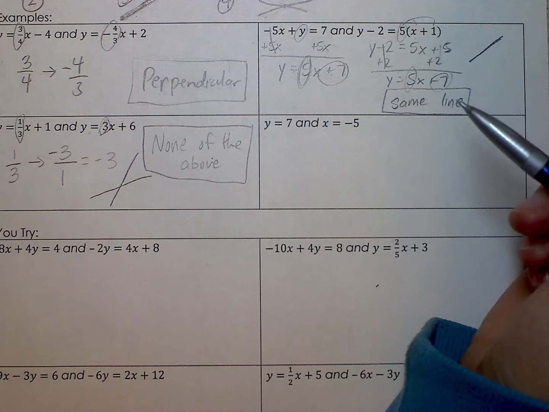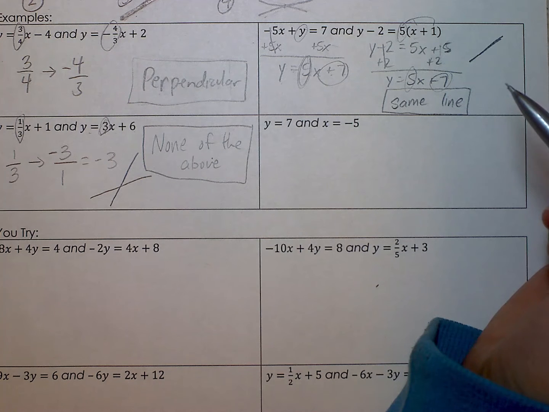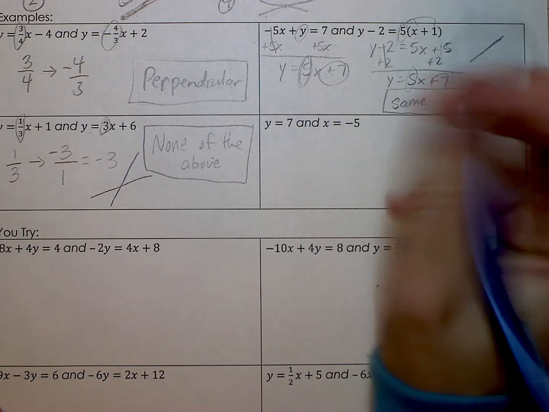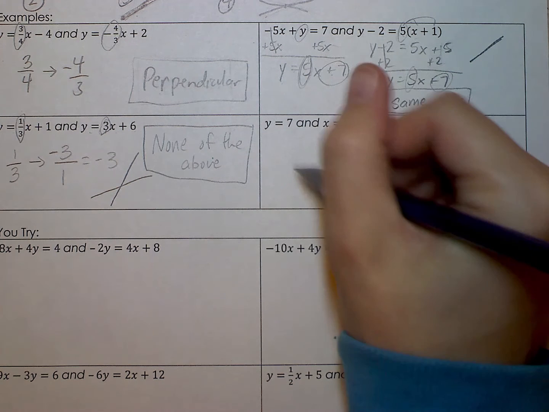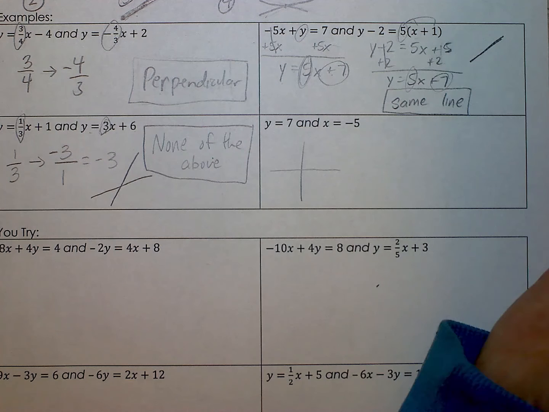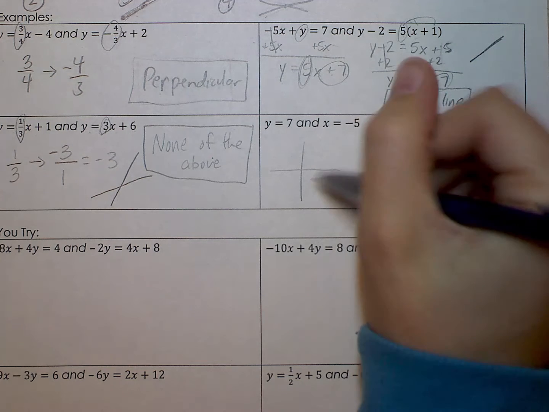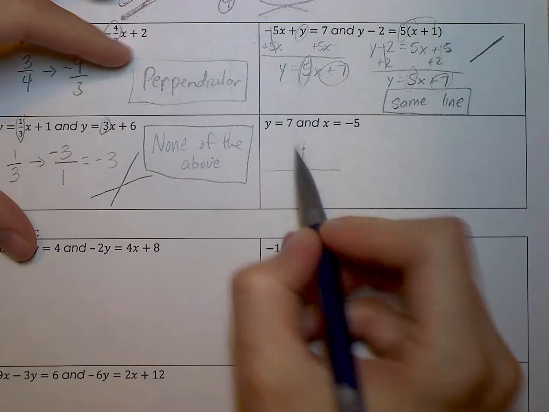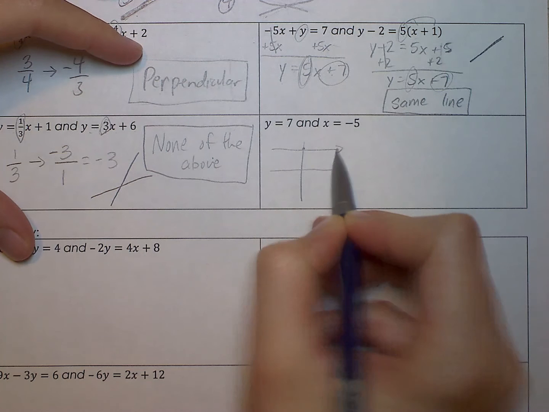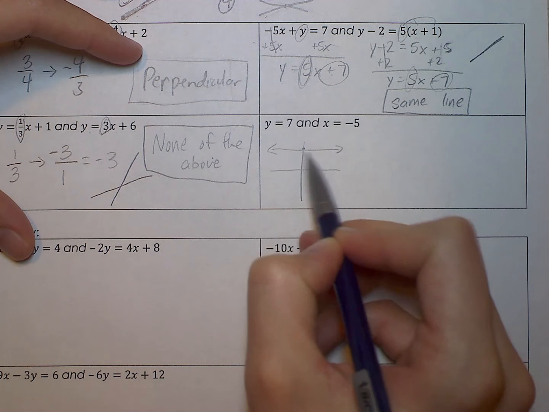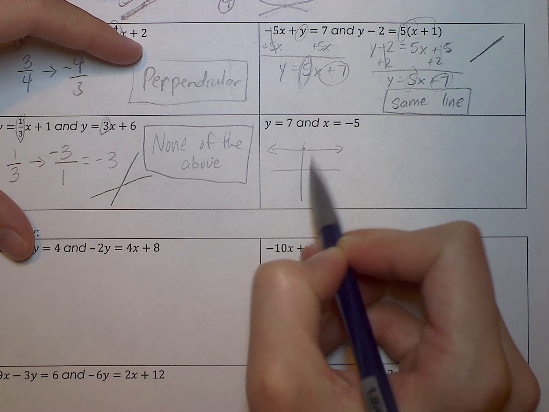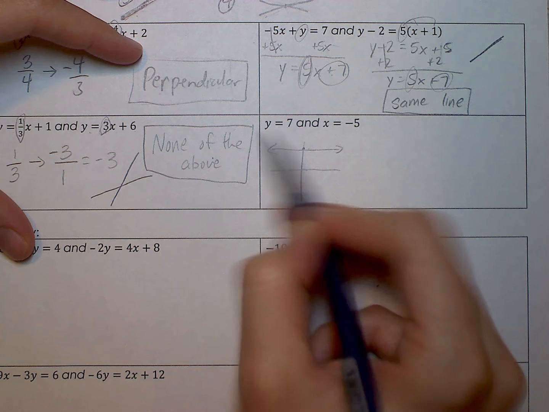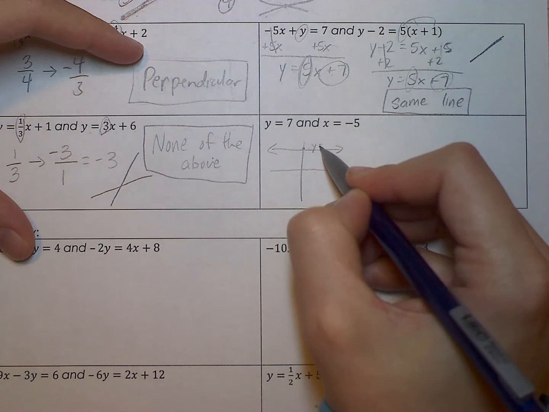Here, y equals 7 and x equals -5. You look at these and think, okay, y equals 7. Let me just sketch a graph. Y equals 7 is, if I go to the y-axis, to 7, and I'm just going to pretend that's 7, it's this line. It's this line where all these y values are 7. It's like (1, 7), (2, 7), (3, 7). So this is the line y equals 7.